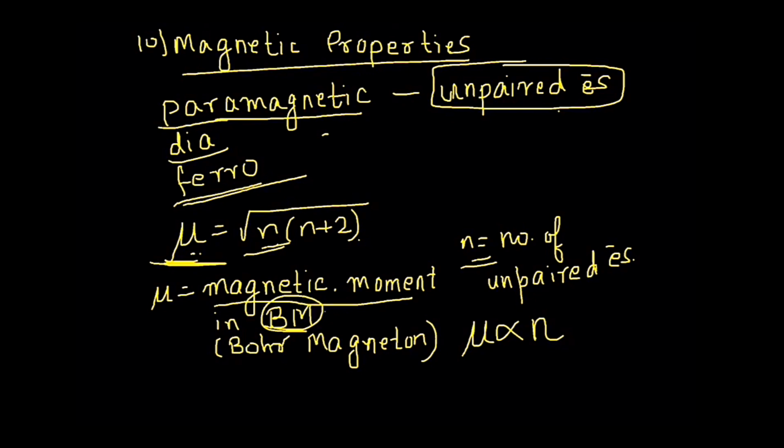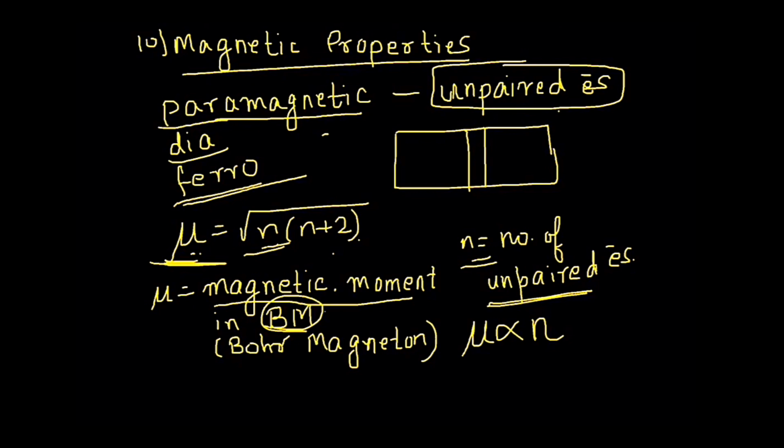So can you predict around which group you will get the highest paramagnetic character? Remember the concept of unpaired electrons. Tell me which group will have maximum number of unpaired electrons. Is it towards the two extremes, closer to group number 3 or closer to group number 12, or will it be in the middle? Yes, it will be in the middle of your D block, because that is where the number of unpaired electrons is maximum.